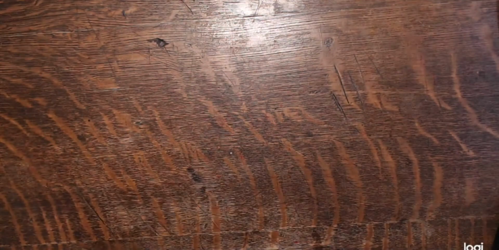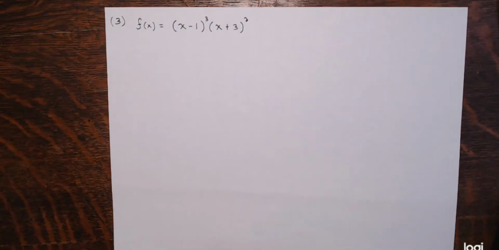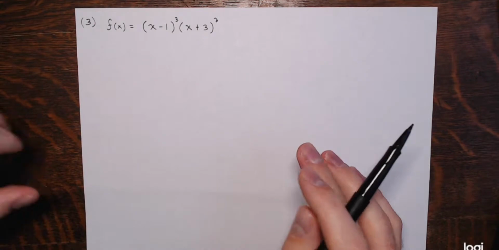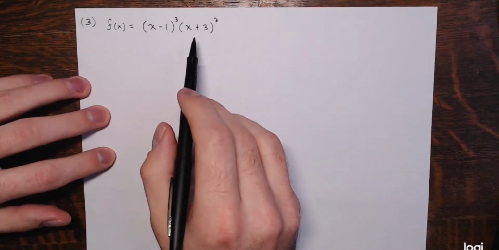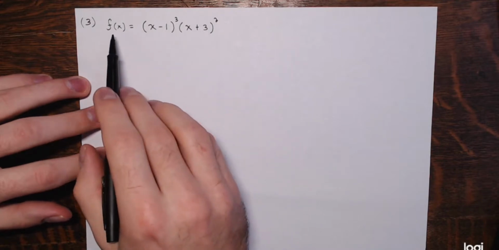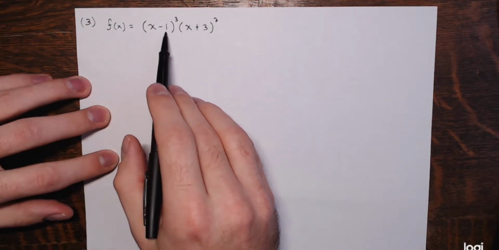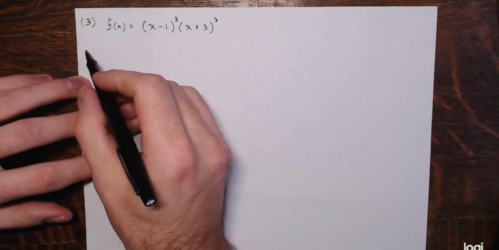All right, next example. I've got just 2 more of these. Again, it's nice and factored for us. I think all of these are, just to make it easy on us finding the intercepts and whatnot. f of x equals x minus 1 cubed times x plus 3 squared. So again, I'll start with the intercepts.